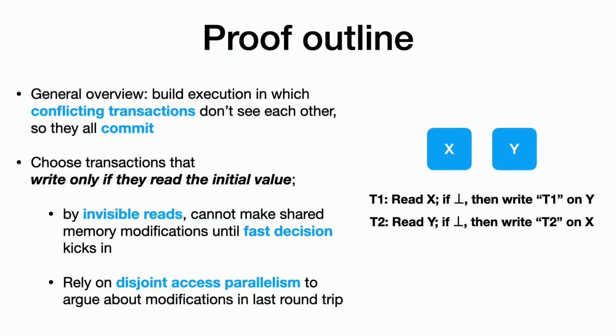And so for T1, its write set on X doesn't overlap with T2's data set because it doesn't write on X at all. And so basically we can argue that even in that last round trip, it's not allowed to write on X because of disjoint access parallelism. So we can build this execution, arguing using invisible reads and disjoint access parallelism, that they won't be able to see each other.